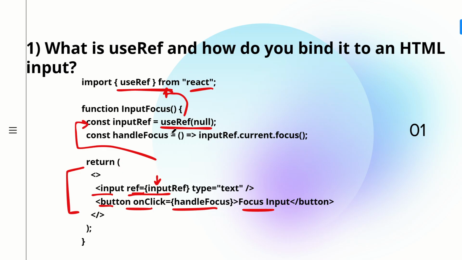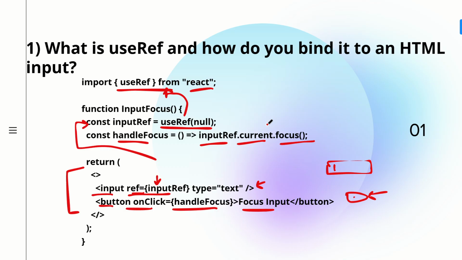What is handleFocus? It is a fat arrow function, and here you are doing inputRef.current. What is current pointing to? Current is pointing to our element. So you are writing inputRef.current.focus, which means you are going to focus on this input box. Suppose you have one input box and one button here. Whenever you click on the button, your cursor will go into the input box. That is how you are focusing your input.